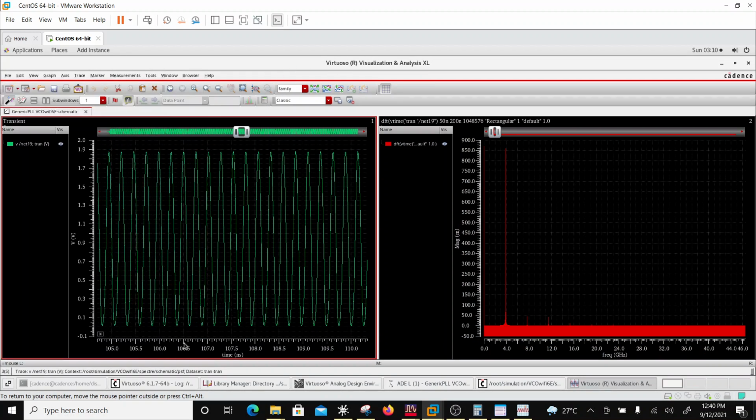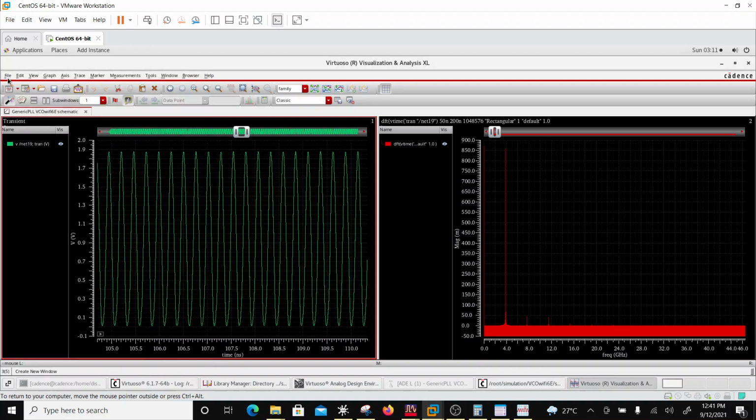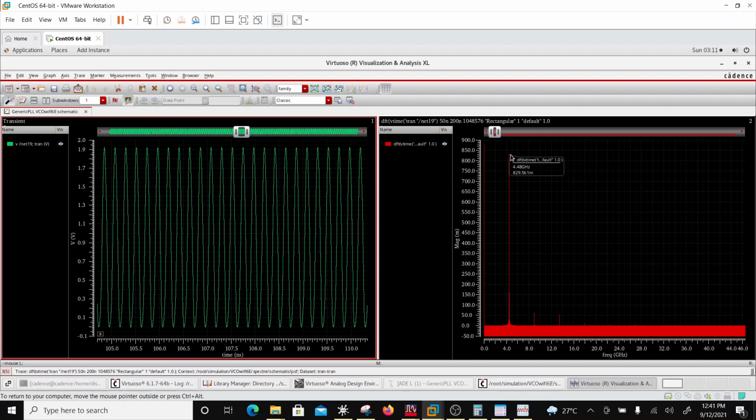Let's see. Is it done? File, reload all windows. 4.48 gigahertz.